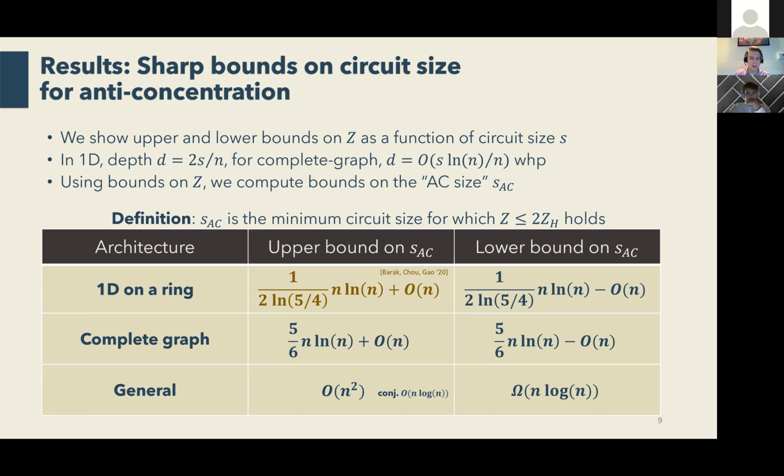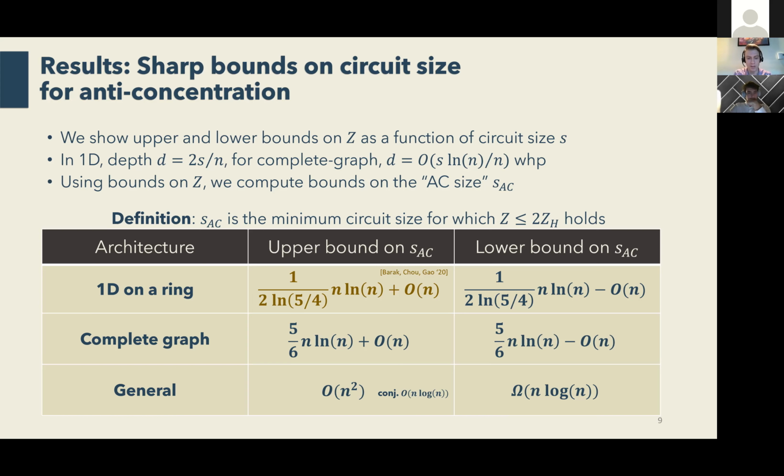Now, this is all stated in terms of the circuit size, S. If you want to talk about the circuit depth, you can also do that. In 1D, you can just pack all of the gates neatly into layers, and so you get a depth that's just twice the size divided by N. In the complete graph case, it's not quite as simple because you won't necessarily be able to pack the gates nicely into layers, and so you pay an extra factor of log N when you do this. But we think of the size as the more natural way to talk about the anti-concentration condition here.